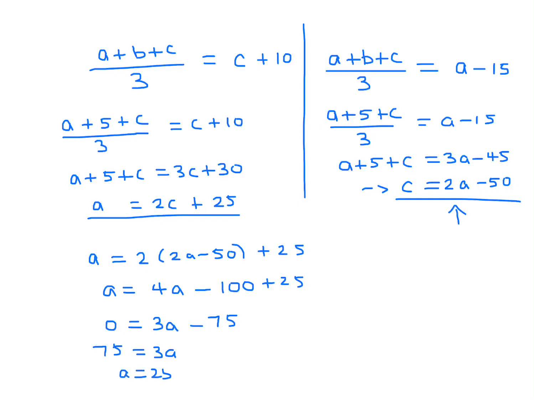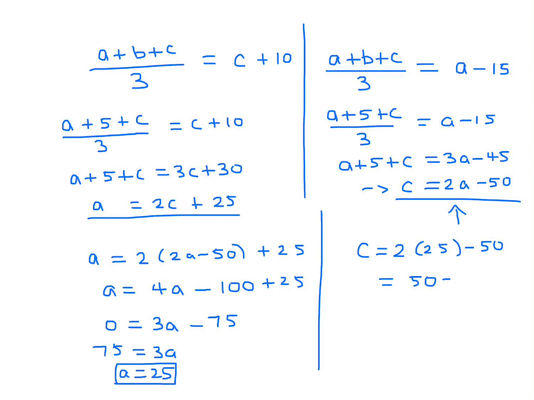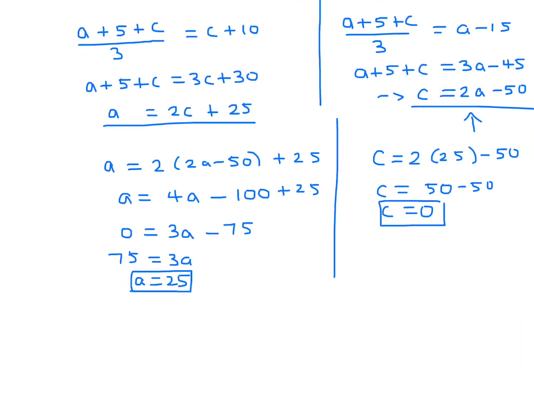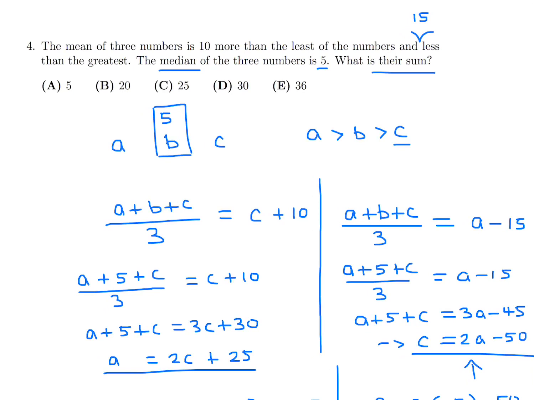Great. So we've got another value. Now we just have to figure out C. Well, C is equal to 2 times A minus 50. So this looks like 50 minus 50. So C is equal to 0. Okay. So now we have A, C, and B was given to us. So they want us to find the sum. Okay, the sum of the three. So A is 25, C is 0. So the sum, 25 plus 5 plus 0 is 30. And therefore, for number 4, the answer is D.